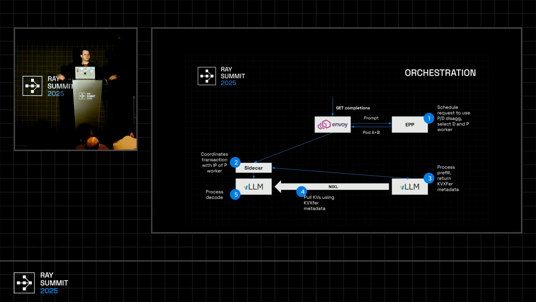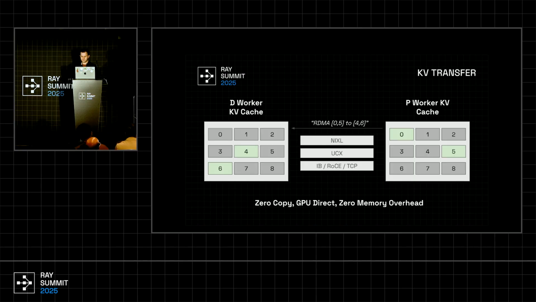So we need some sort of orchestration to effectively do this transaction, and we've developed a protocol using this KV transfer metadata to be able to coordinate these transactions. And so NIXL is a really, really nice library, which allows us to do things like say, hey, I want to do an RDMA of a block in my local bank. Maybe my block IDs are 4 and 6, and I want to do an RDMA which pulls from remote block 05 into that block 06.